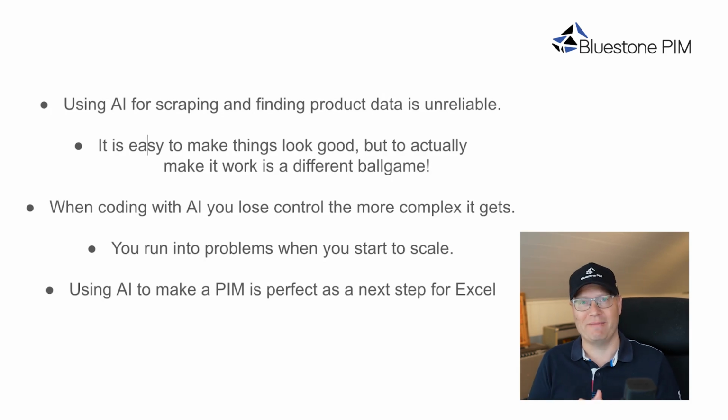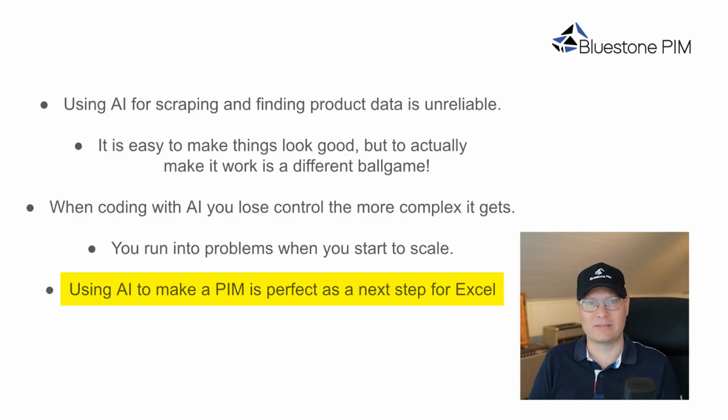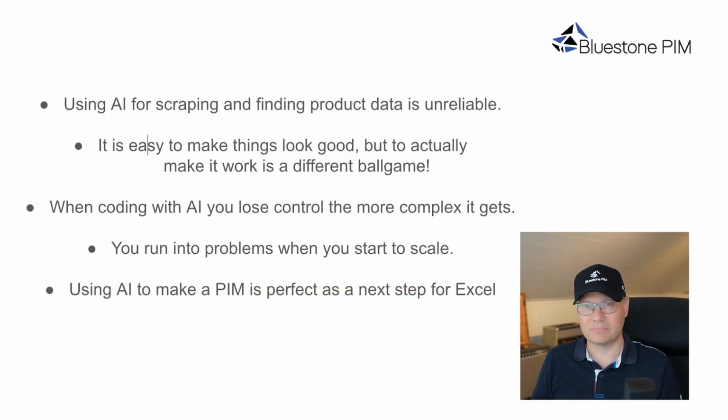And then I mean, there are some good parts about this also. I was blown away by how quickly you can do this and how good it looks and how reasonably well some of these features work. So as a next step from Excel, if I was a vendor selling 1,000 products, and I wanted to organize the product information, I would definitely use AI to make a simple PIM for that. But if you have enterprise needs, it's a totally different ballgame. And I can't see AI replacing that anytime soon.